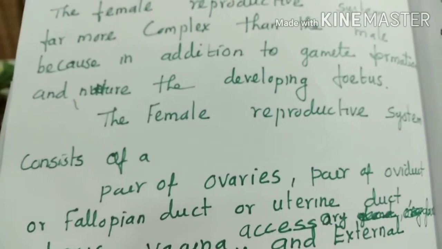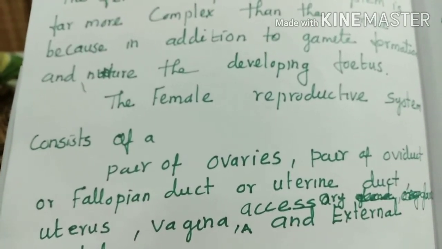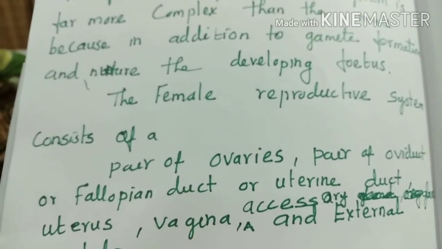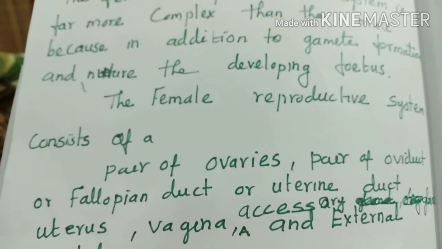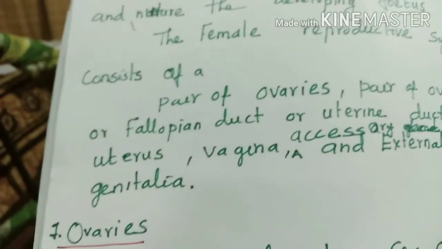The female reproductive system consists of a pair of ovaries, a pair of oviducts. Oviducts are otherwise called fallopian ducts or uterine ducts. Then uterus, vagina, accessory glands and external genitalia.